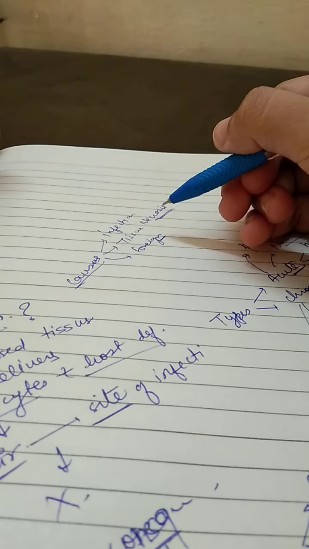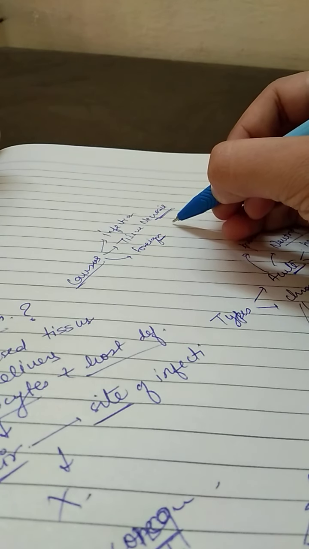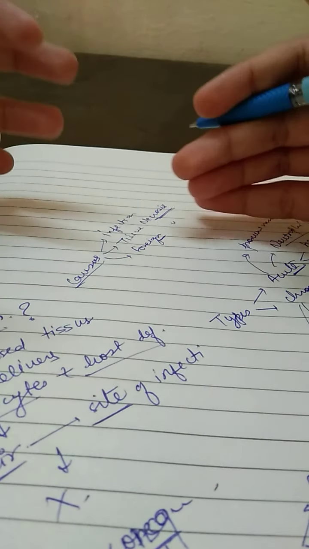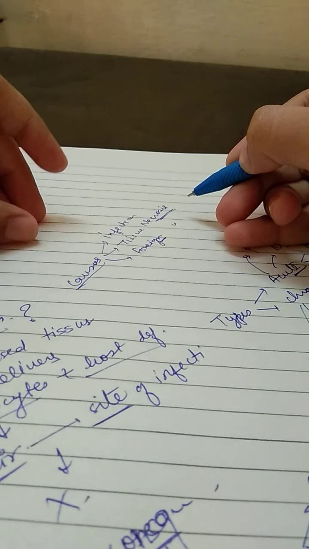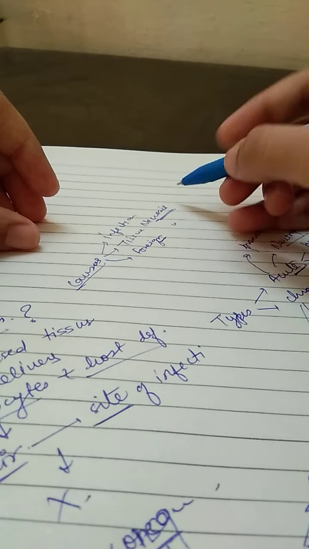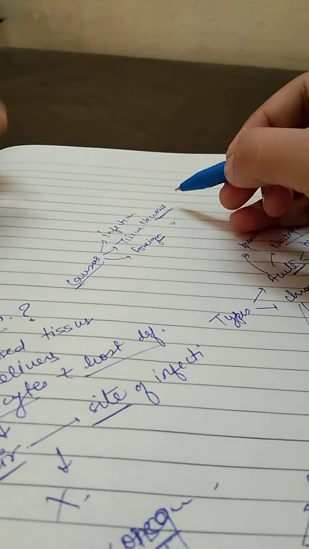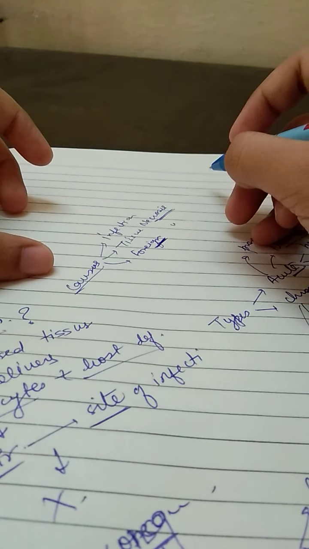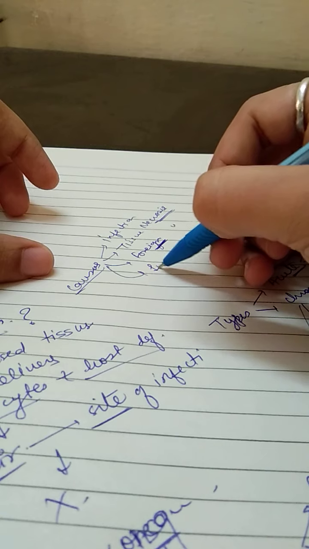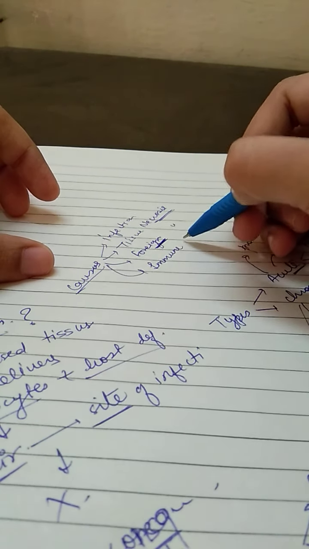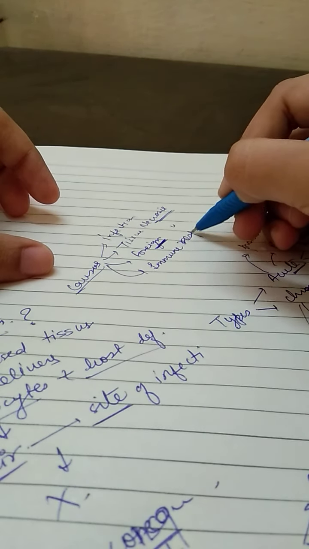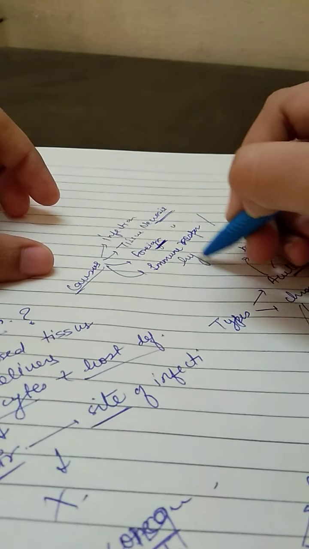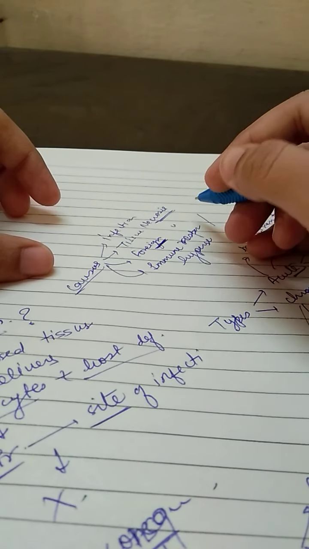An example is what we see in gout. In gout, we see uric acid crystals accumulating in the joint cavities, leading to inflammation. So accumulation of these urate crystals in gout is an example of a foreign body leading to inflammation. And finally, we have the immune system and the immune responses, or hypersensitivity reactions, which lead to inflammation.